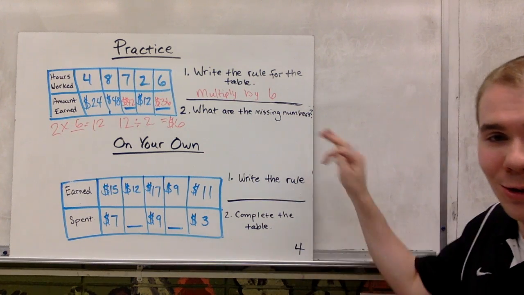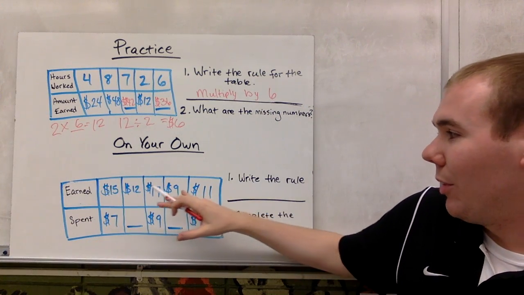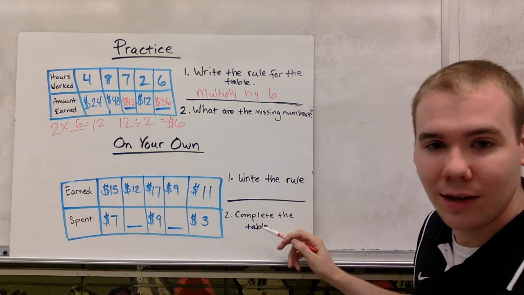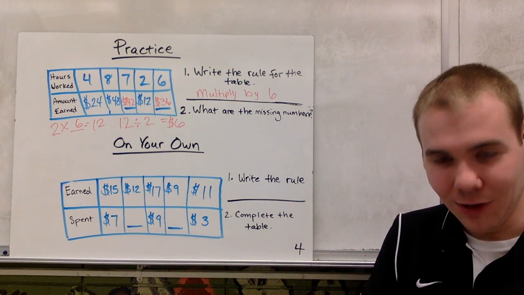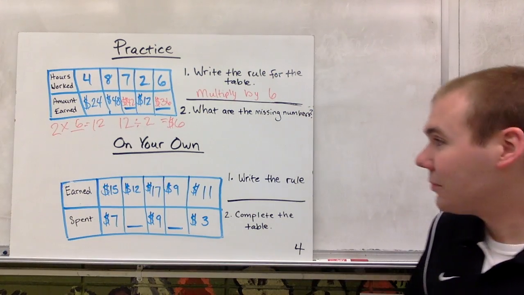So on your own, you have your own. Take from the money you've earned and figure out how much money you'll spend. So write the rule and complete the table. You can do it. And this is one of the quicker videos. We're at almost 6 minutes.